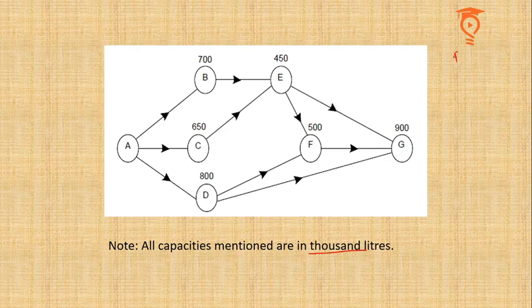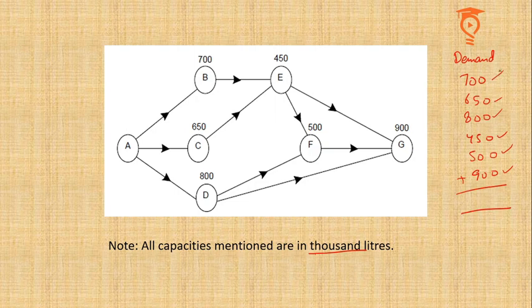Let us first find out the total demand that can be figured out by adding all the capacities of B, C, D, E, F, G: B 700, C 650, D 800, E 450, F 500 and G 900. If we add them all, we get 4000. So altogether we need to send only 4000 into 1000, that means 4 million liters. So let's take these 1000 liters in common and we talk about these 4000 units only. So we have to send 4000 units of oil altogether, combining these three pipes together.